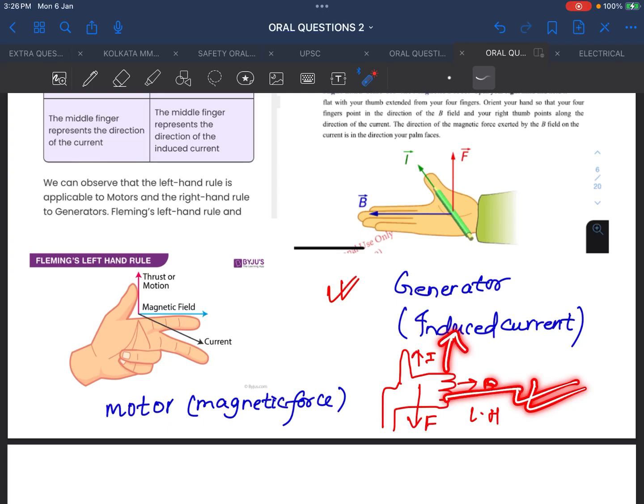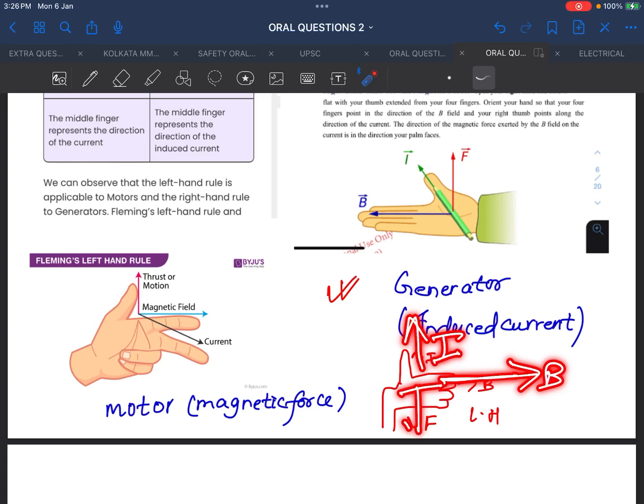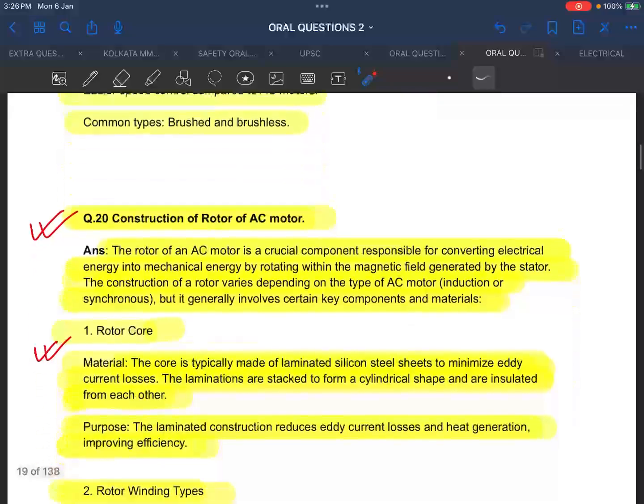Here is the current direction, the face of the hand outward is the magnetic field direction. The finger is the magnetic field direction, the thumb is your current direction, and the face of our hand is the force direction. Okay, so you can calculate like this.